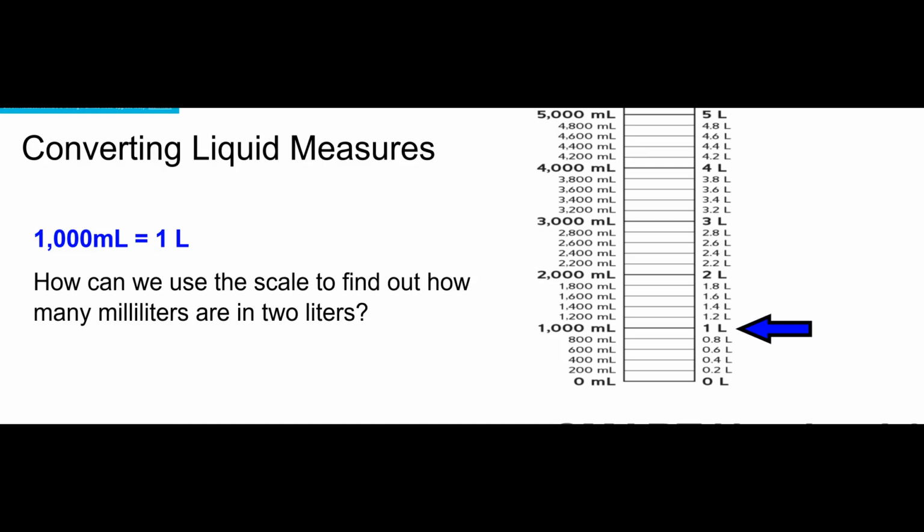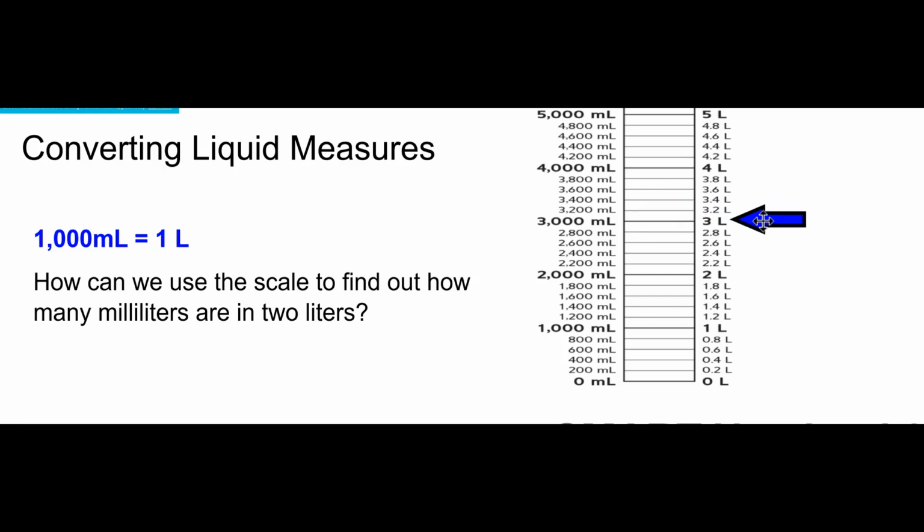In lesson 4.4, we'll be converting liquid measures. This time, we'll be converting between liters and milliliters. You need to know that 1 liter is equal to 1,000 milliliters. And we can see that on this scale. So you should be able to tell me that 2 liters would be 2,000 milliliters. 3 liters would be 3,000 milliliters. So we could say a rule for going from liters to milliliters is times 1,000.